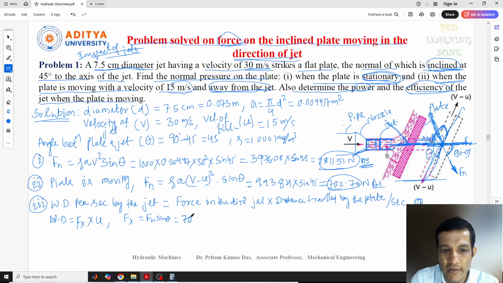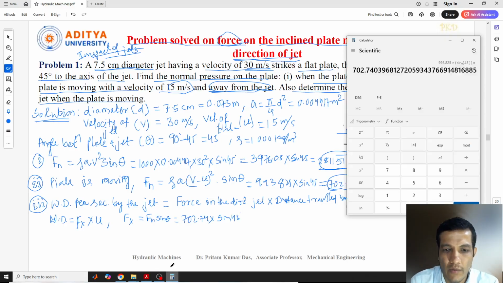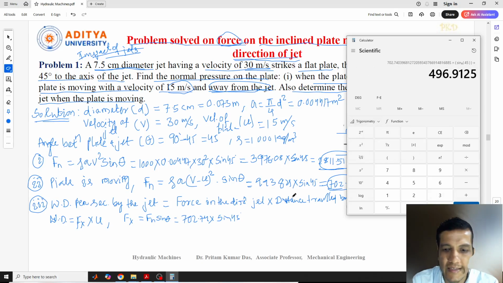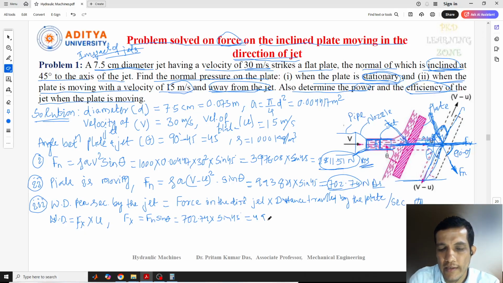How much is this? It is 702.74 into sine 45 degree. Let me calculate this. 702 already there, multiply by sine 45, and we get 496. So here I got the value of Fx equal to 496.91 Newton.